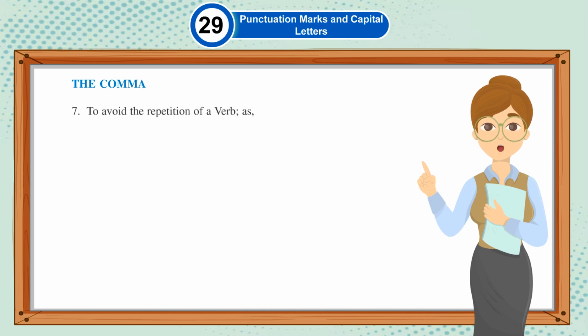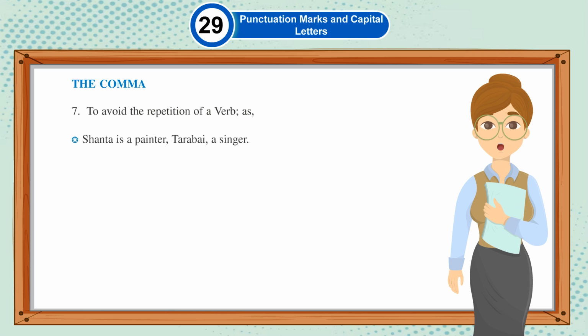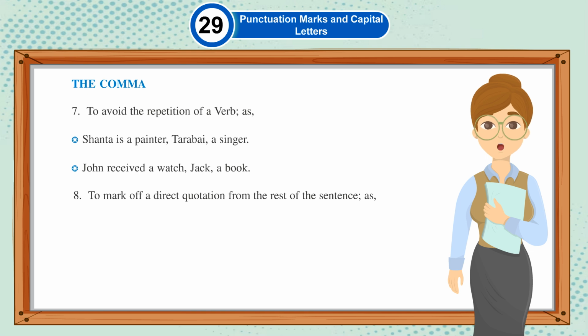To avoid the repetition of a verb, as: Shanta is a painter, Tarabai a singer. John received a watch, Jack a book. To mark off a direct quotation from the rest of the sentence, as: "Try and try again," said the teacher. He said to us, "Wait and watch."